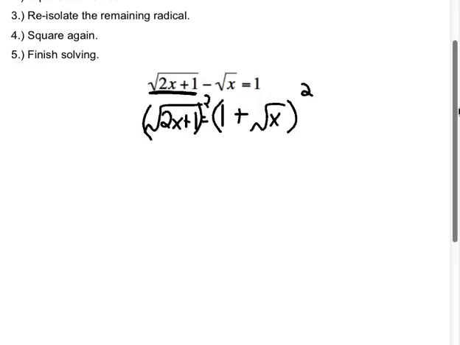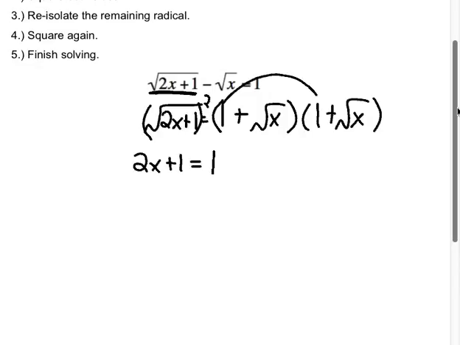So let's see what that gives me. Well, that breaks free that first root, okay? And remember, if I'm ever squaring a binomial like that, really it's the same as multiplying it by itself. So now I need to FOIL this thing out, okay?